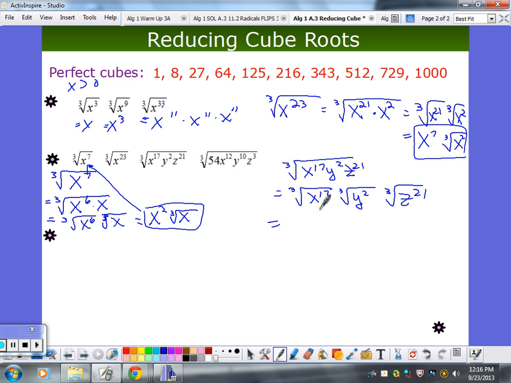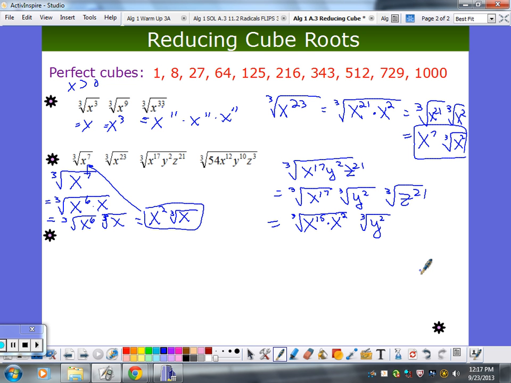So let's work on the first one. Is x to the 17th a perfect cube? No, 17 is not divisible by 3, so you have to split it up. If I go 1 less, I get x to the 16th. Not a perfect cube. Let's go 1 less than that. I get 15, which is a perfect cube. So if I want this to be equivalent to x to the 17th, what do I multiply by? X squared. Now the cube root of y squared. Can I reduce that at all? This is as simplified as I can get, because 2 is less than 3. There are no perfect cubes there.